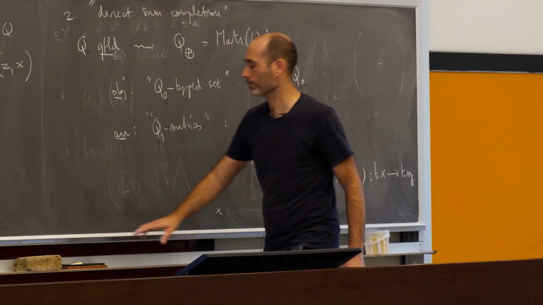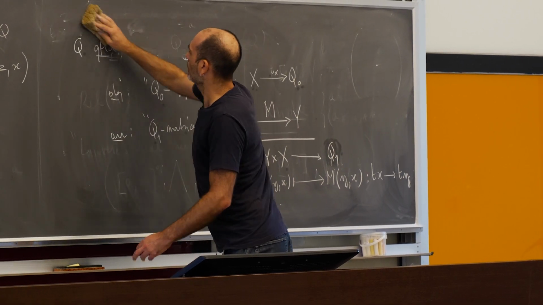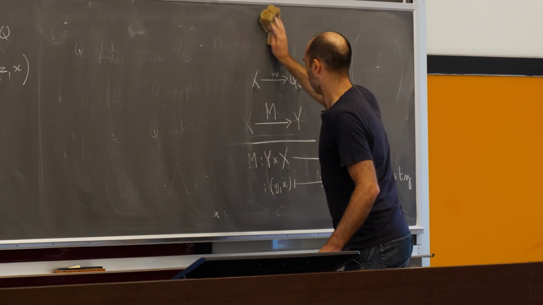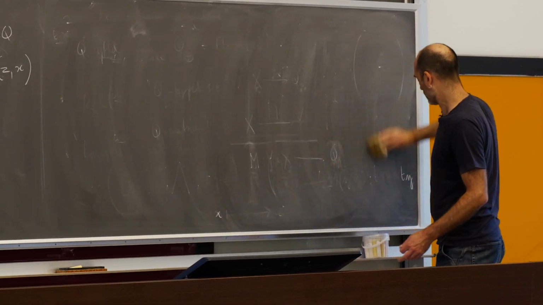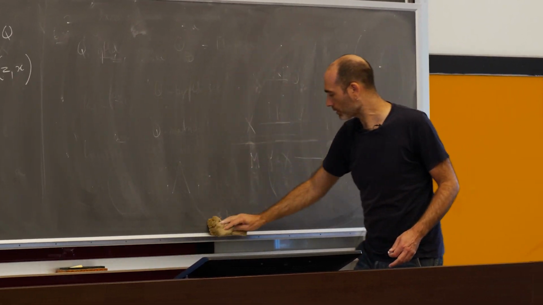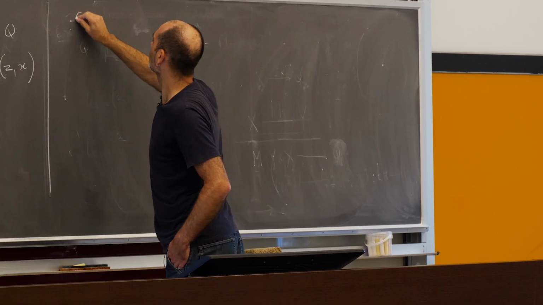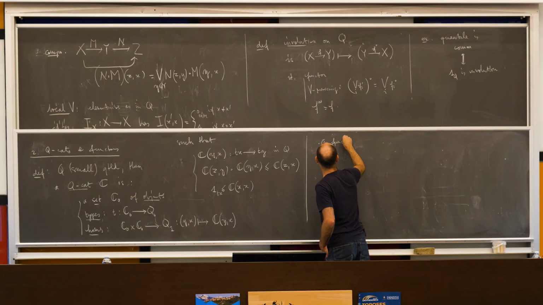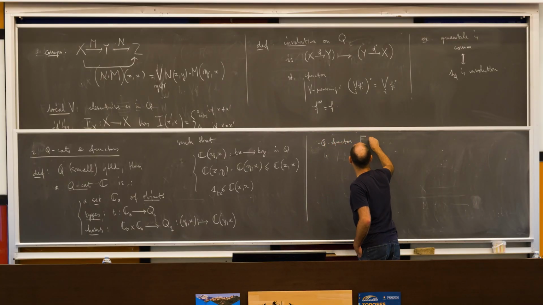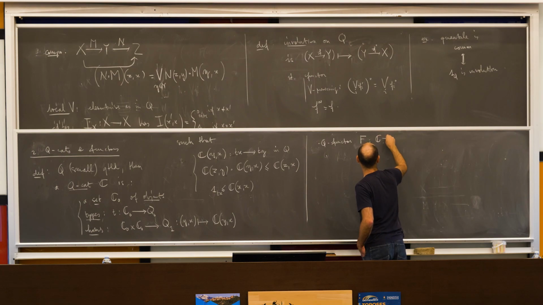Okay? Now, we'll work out some examples after the break. I'll just want to leave you with the very natural notion of Q functor f between two such Q categories, say C and D.